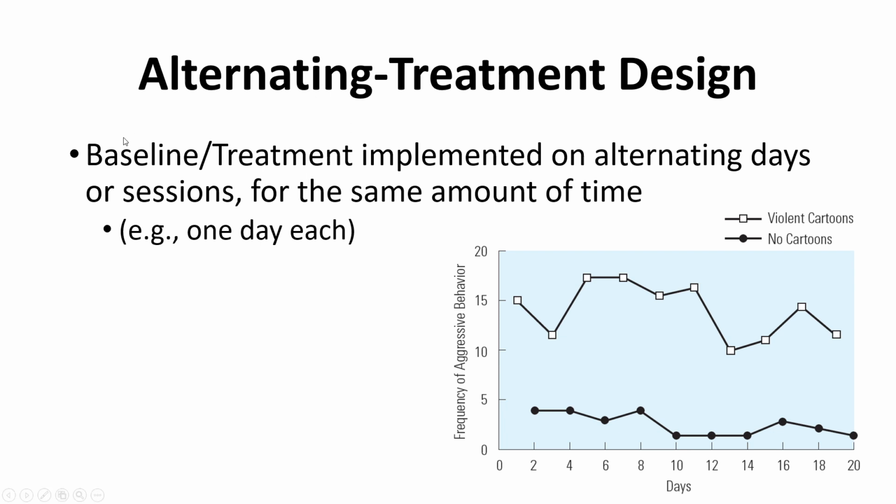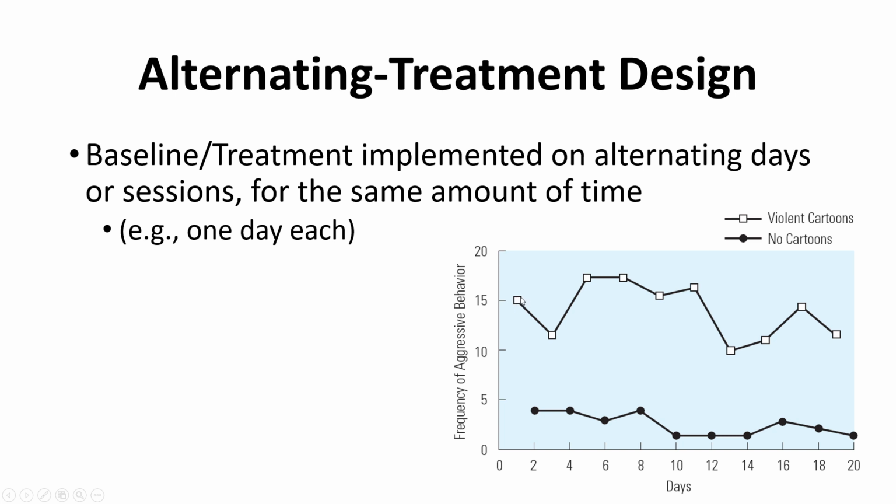We're going to talk briefly about the last 2 types of designs here. The first is the alternating treatment design. And this is where we have a baseline and a treatment, but we're going to do them in alternating ways. So the first day is our baseline, where children are allowed to watch violent cartoons. So that's on day 1. Day 2, we control what they watch on TV, and they're not allowed to watch violent cartoons. And we look at how much aggressive behavior they show on each of those days.